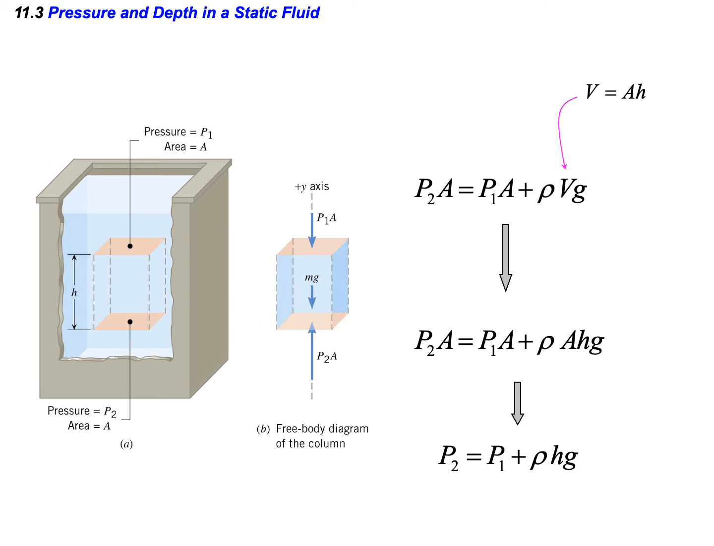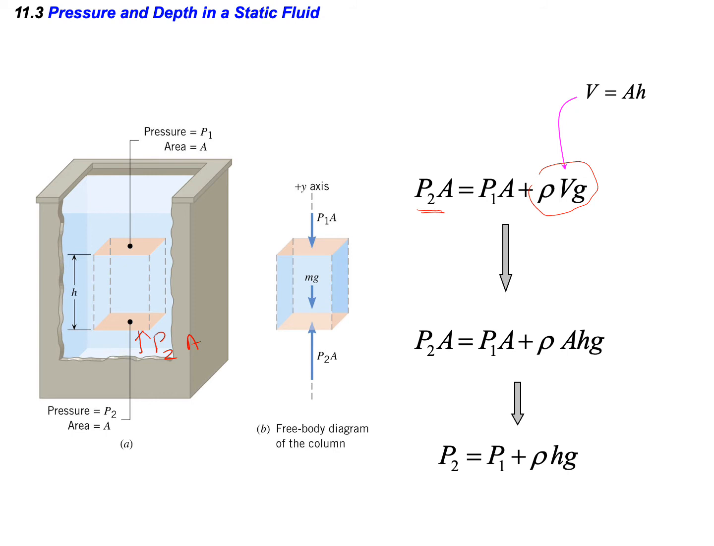Here's the equation we derived in the previous page. Pressure on the bottom, or the force applied on the bottom surface, P2A, is equal to pressure on the top surface plus the weight force, which is pointing down. So volume is area times height.